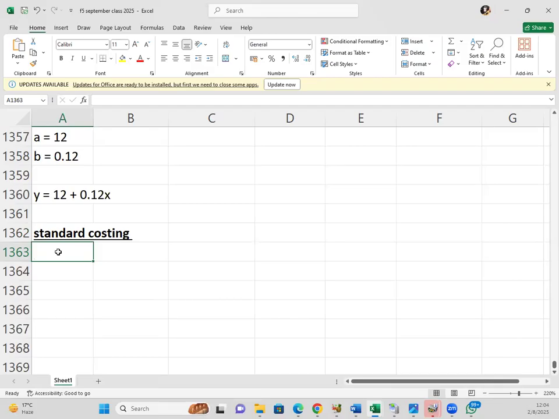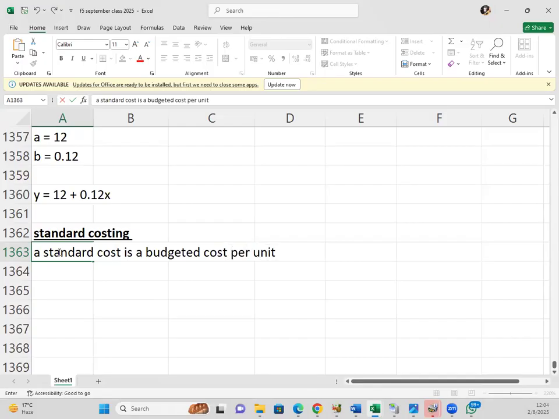So let's start with a standard cost. If you hear someone talking about a standard cost, what is a standard cost? A standard cost is a budgeted cost per unit.